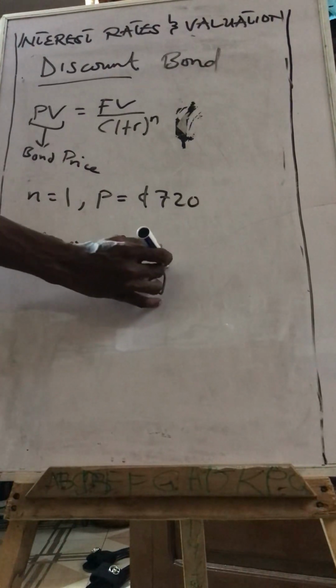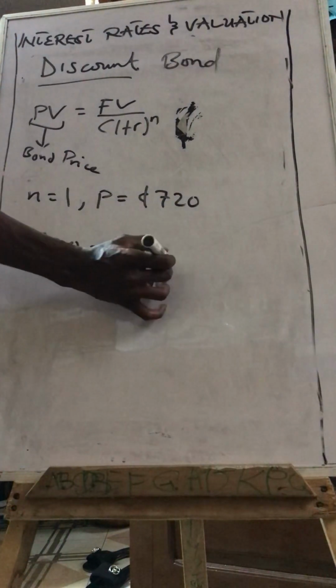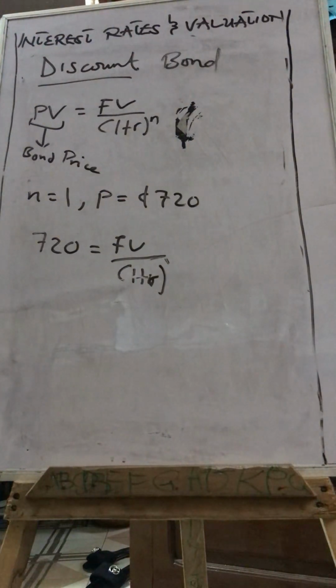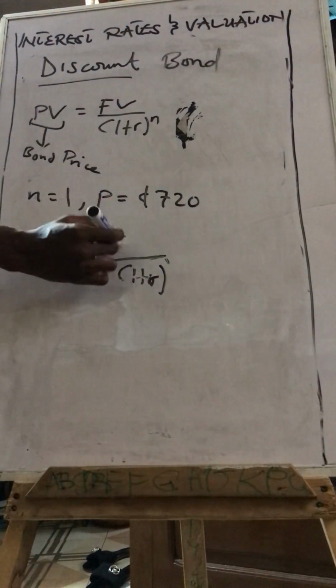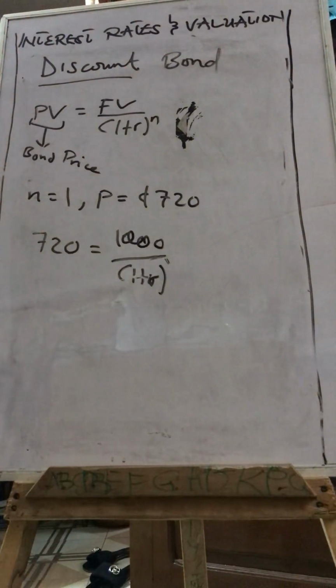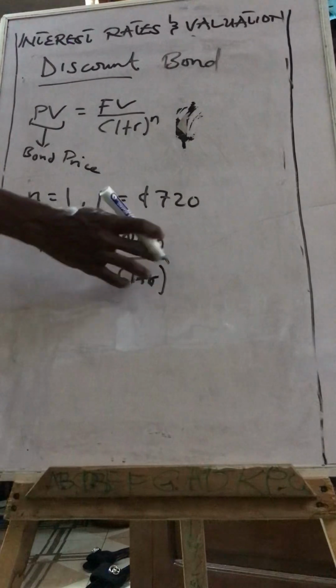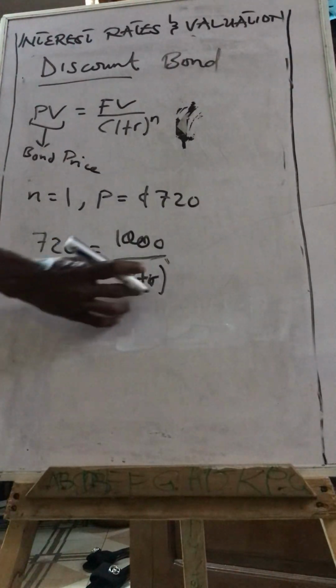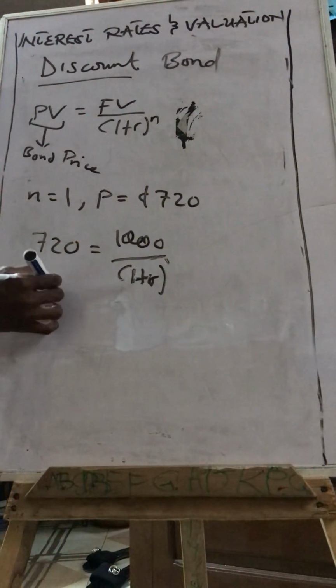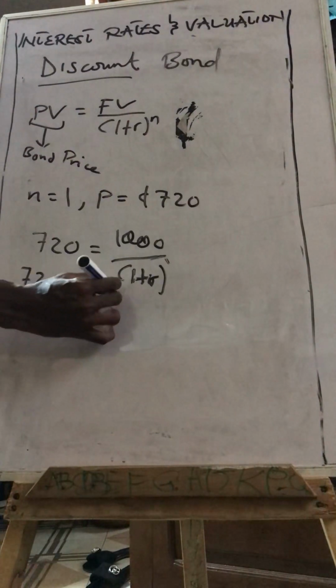No number exponent 1, we can just forget the exponent 1, but let me just write it. So we want to assume that the face value is 1000. We've been using 1000 in all our examples. So using 1000, we make r the subject, and then we are good. So this is a fraction. How do we get rid of a fraction? By multiplying through by the denominator. So I'll multiply both sides by the denominator, which is this.